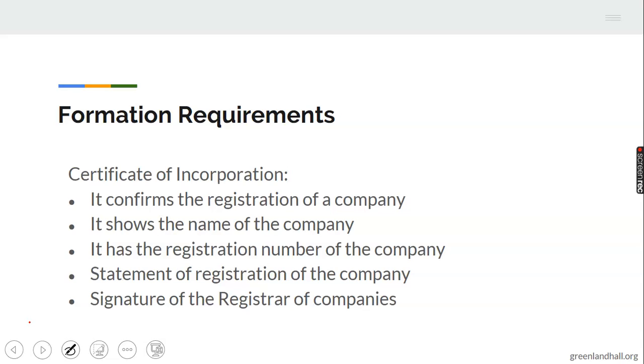A statement of registration of the company is also found in the certificate of incorporation. And finally, we have the signature of the registrar of companies. That is where the registrar of companies indicates its approval that this particular company has gone through their scrutiny and that the company has been duly registered.